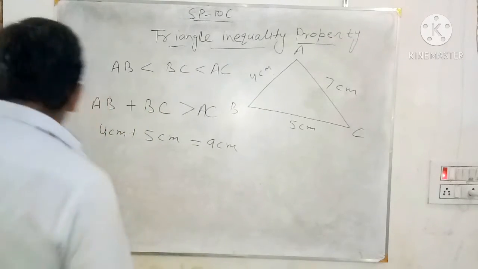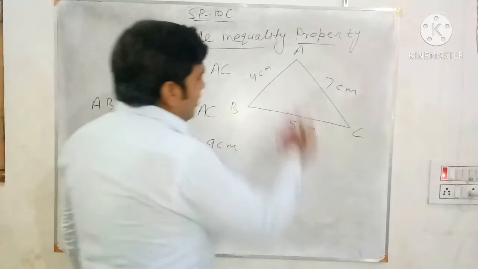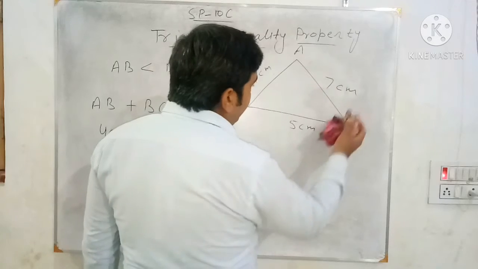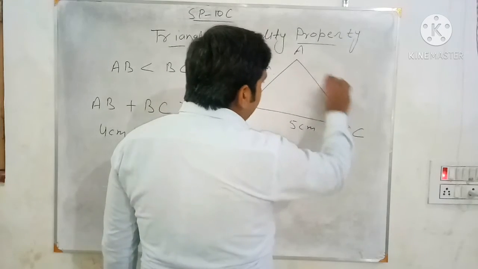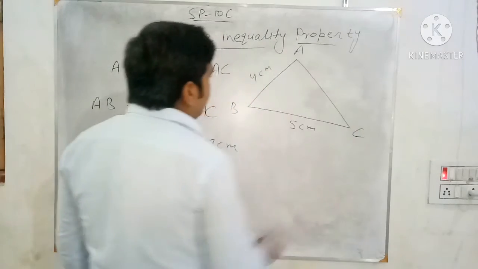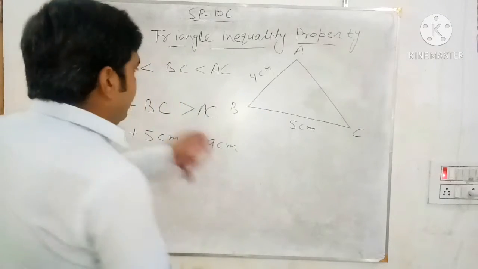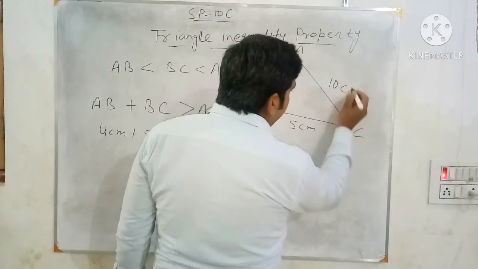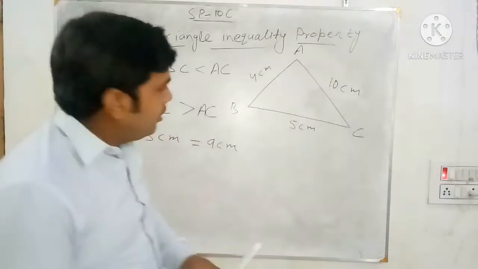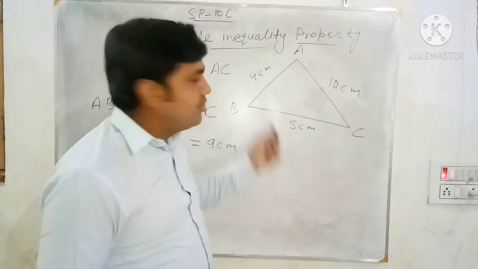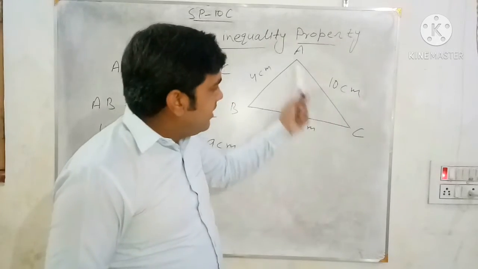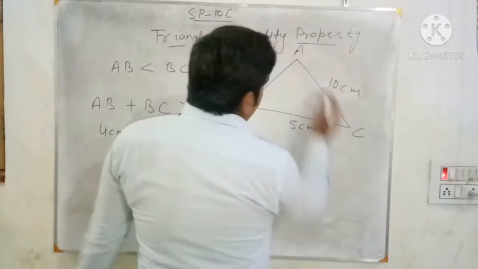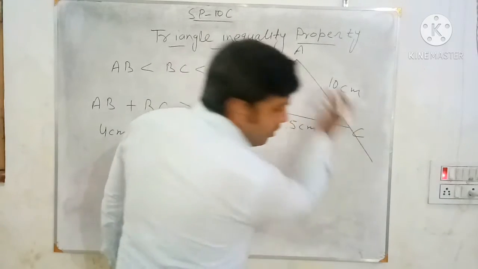For example, suppose you want to draw a triangle where this side is 4 cm and this is 5 cm. The sum is 9, but if you want to make the third side more than 9, say 10 cm, it is not possible. Anyhow, you cannot draw the third side more than the sum of the other two sides. We cannot make this line segment 10 cm. If you draw a 10 cm line, it will go out.